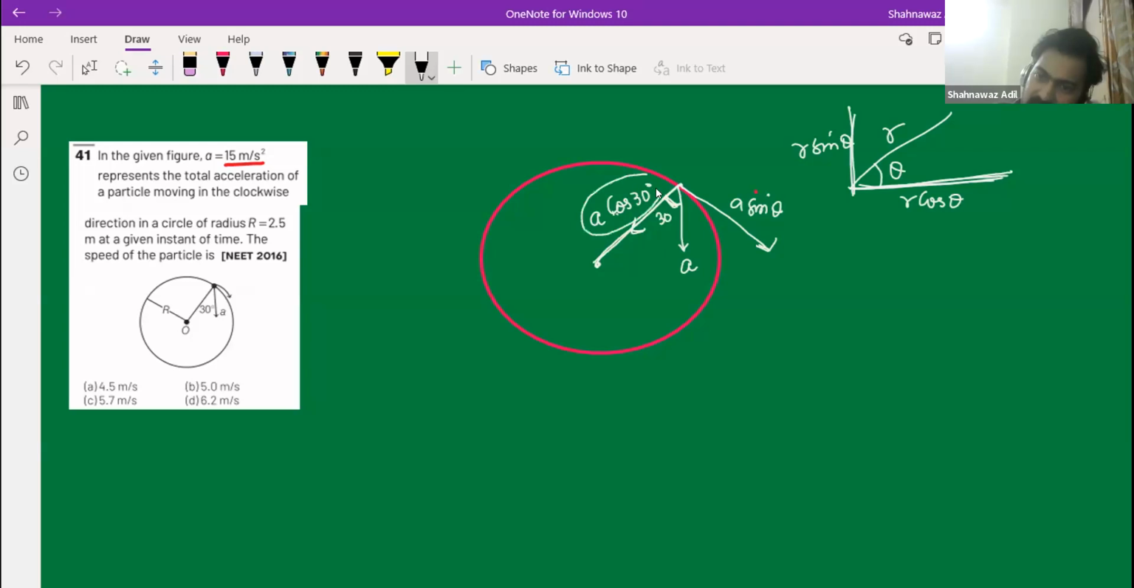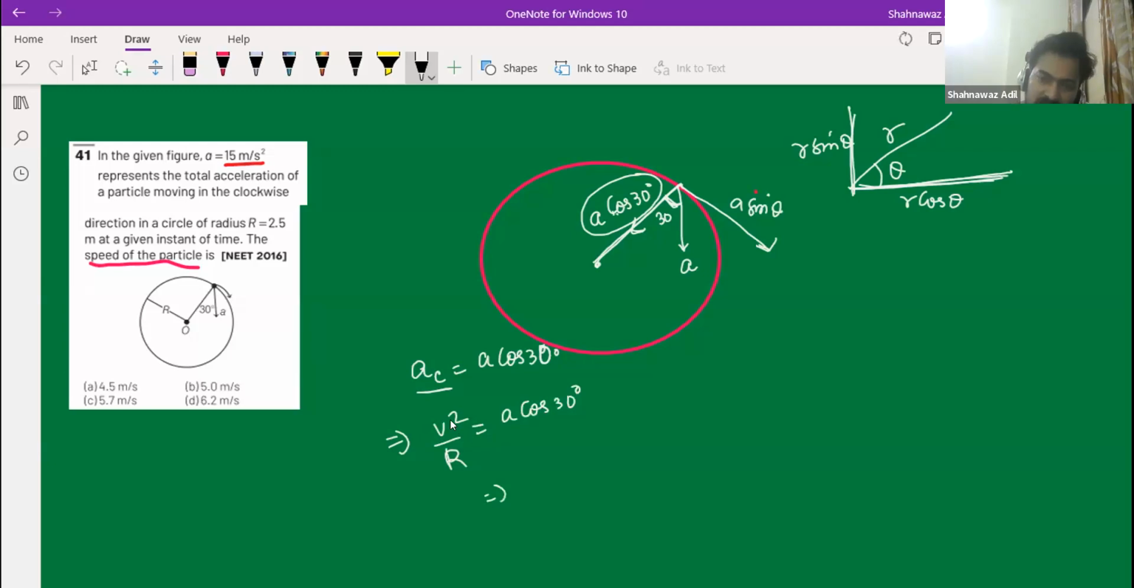Now, this is towards the center. So what kind of acceleration is this? Whatever acceleration is towards the center is centripetal. Good, absolutely correct. So AC is A cos 30. And what is the relation between AC and velocity? Remember, we have to find out the speed of the particle. AC is V square by R, as we have just learned. This is A cos 30.